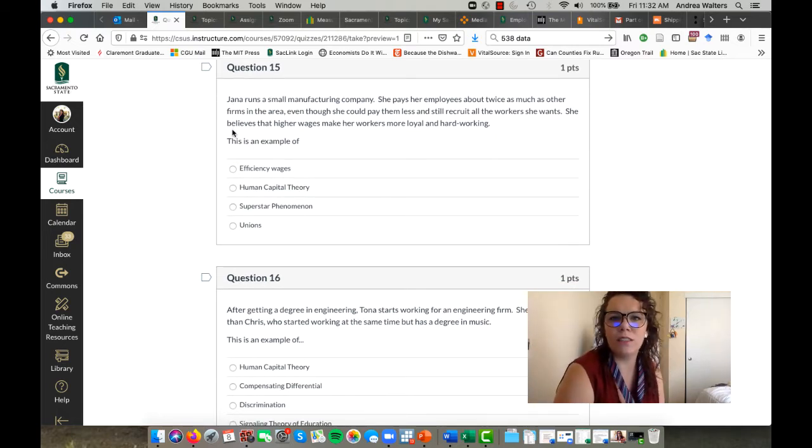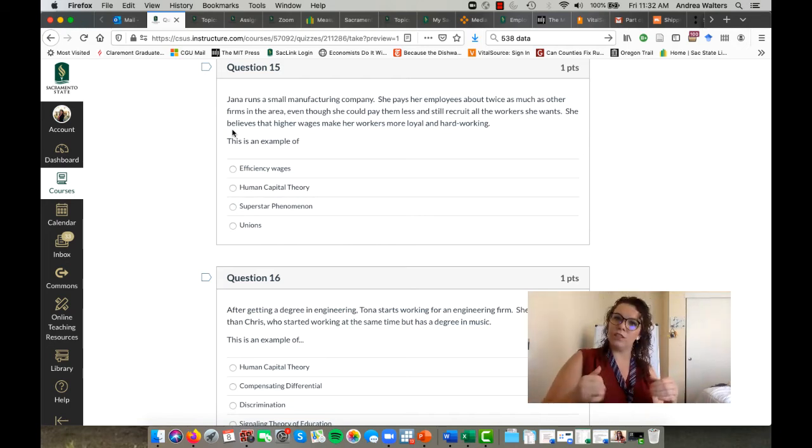She pays her employees about twice as much as other firms in the area, even though she could pay them less and still recruit all the workers she wants. She believes higher wages make her workers more loyal and more hardworking. What is this an example of? So we've got unions, superstar phenomenon, human capital theory, and efficiency wages. This is an example of efficiency wages.